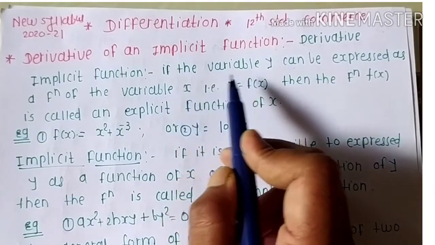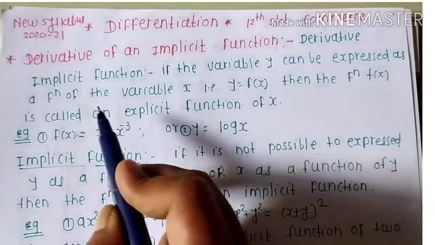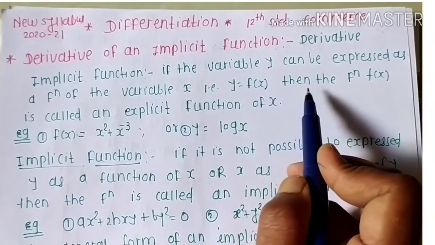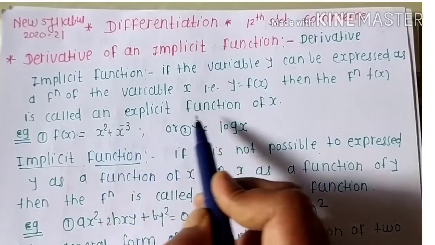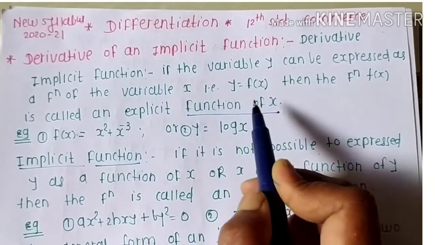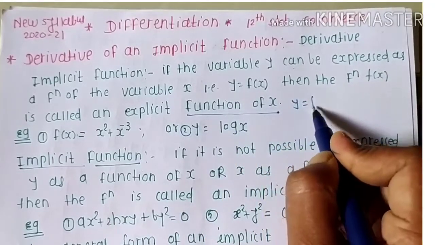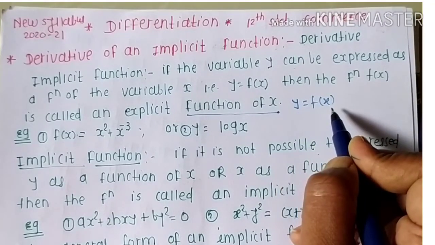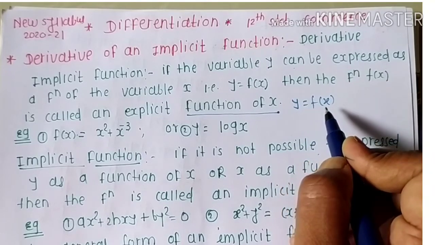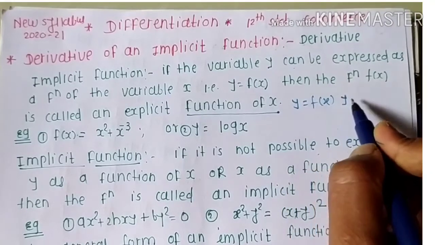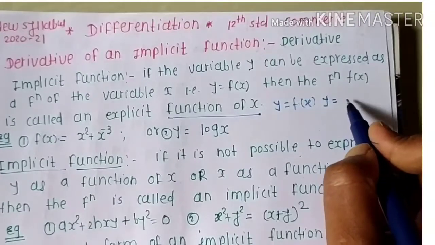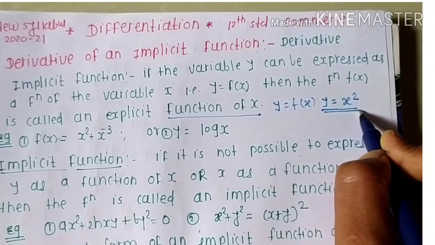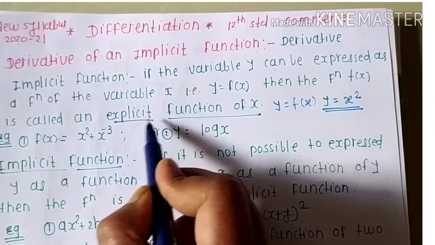First, if the variable y can be expressed as a function of the variable x, that is y is equal to f of x, then the function f of x is called an explicit function of x. It means we write y in terms of x. Or we write y is equal to the whole term of x, that is y is equal to x square. Or we separate out the term of x and the term of y, then this type of function is known as an explicit function.